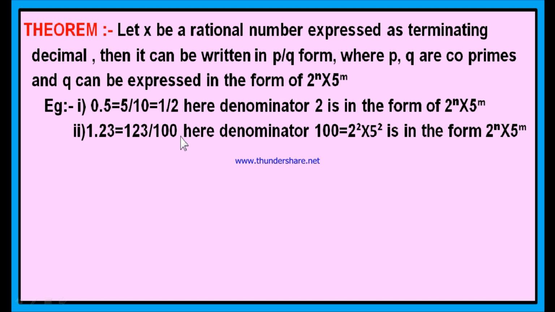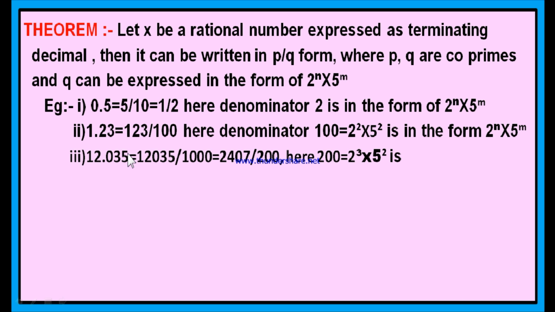Now, if you take this denominator 100 and write it in the form of prime factorization, you know that 100 is nothing but 4 into 25. 4 means 2 square, 25 means 5 square. Now you see, this denominator 100 is in the form of 2 power n into 5 power m. And look at the third example, 12.035. This decimal ends with 5, therefore it is a terminating decimal.